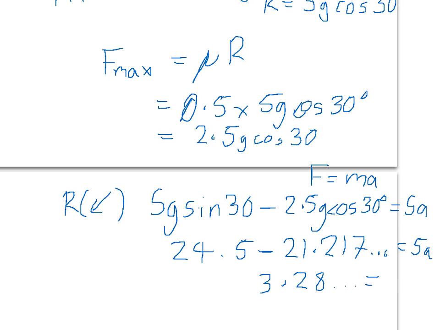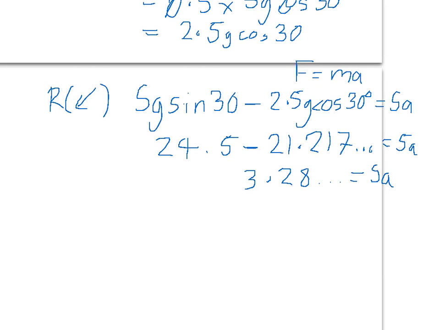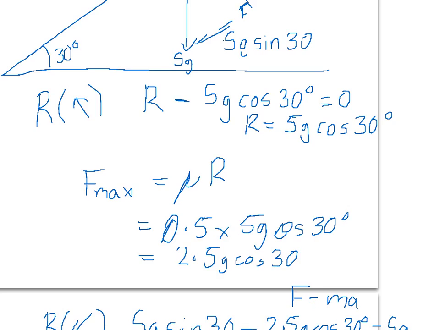3.28... is equal to 5a. So that means that a is equal to 0.66 ms to the minus 2. That's by doing 3.28 divided by 5. That's how fast this block is accelerating down the slope.